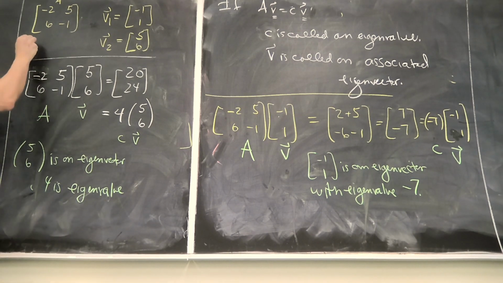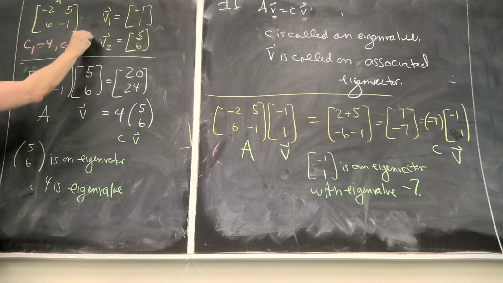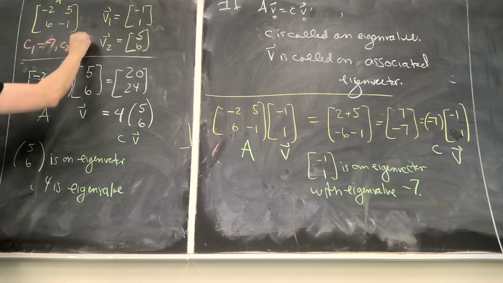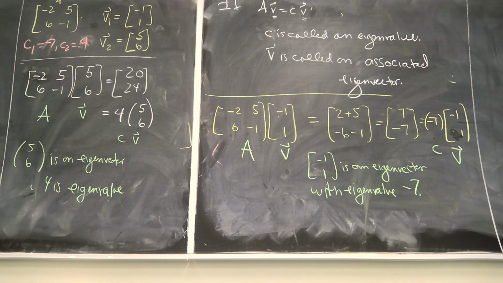So for now we're just going to write down C1 was equal to -7, because that was the one that went with this vector, and C2 was equal to 4. I'm going to show you how all of the methods that we've done so far come together to tell us what those values had to have been.